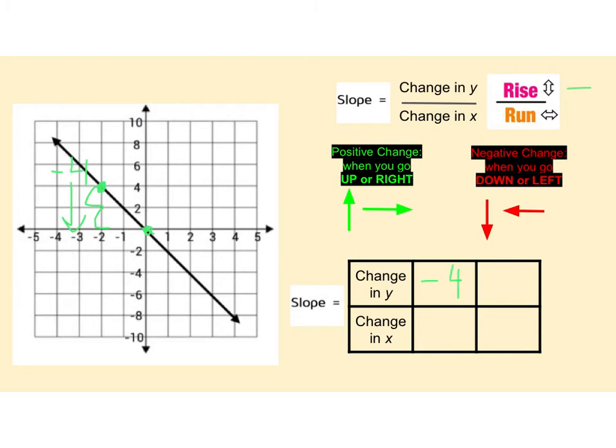Now let's look at our change in x. For our change in x, we went to the right 2 spaces, but the x-axis is labeled by 1's, so my change in x is 2. So I can simplify this down to negative 2 over 1, which still gives us our slope of negative 2.